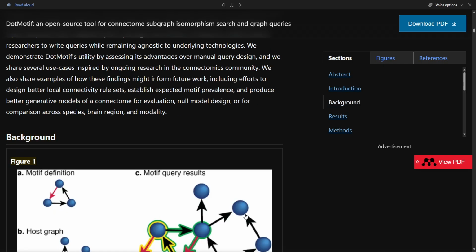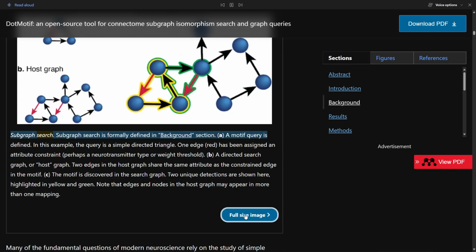Background. Figure 1. Subgraph search. Subgraph search is formally defined in the background section. A motif query is defined. In this example, the query is a simple directed triangle. One edge, red, has been assigned an attribute constraint, perhaps a neurotransmitter type or weight threshold. B, a directed search graph or host graph. Two edges in the host graph share the same attribute as the constrained edge in the motif. C.